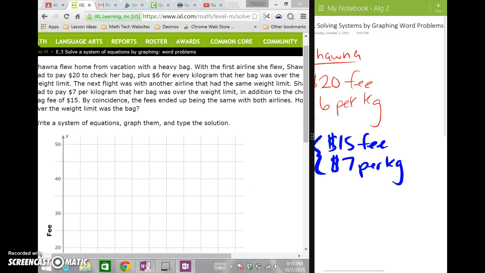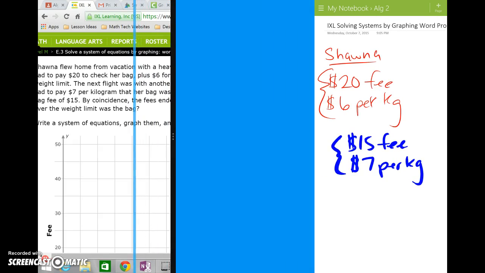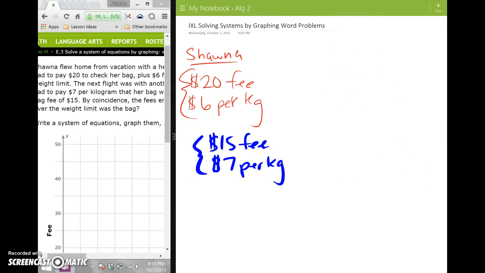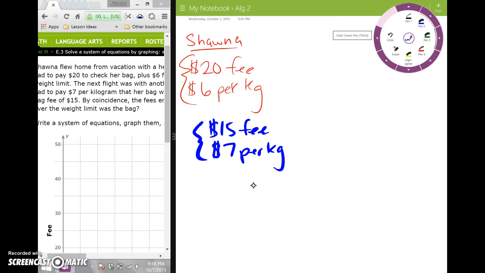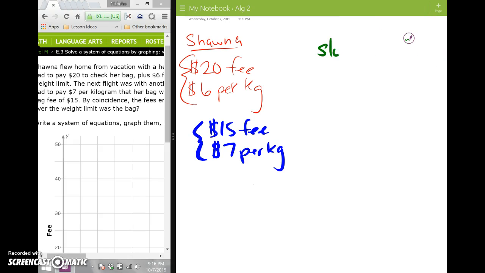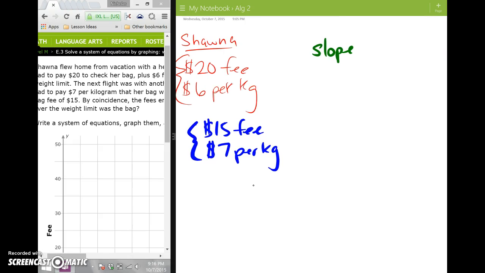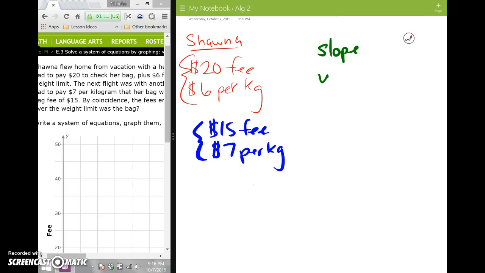Okay, so let's open these notes up a little bit so we can see the screen a little better. Remember, like I showed you guys in class, we're going to take this information and make two line equations, or two equations or functions in slope-intercept form. If we remember, we need two pieces of information. We need slope and a y-intercept. With those two pieces of information, we can make a graph.